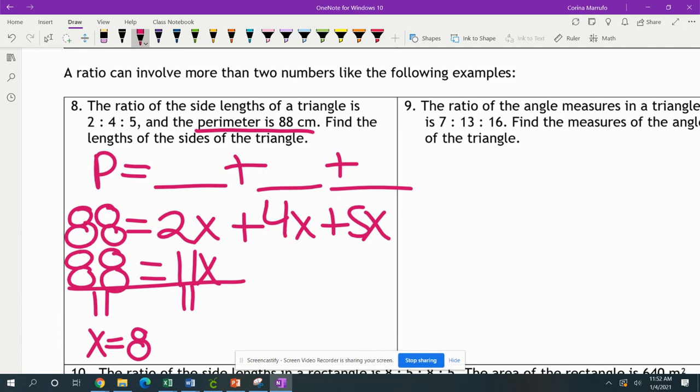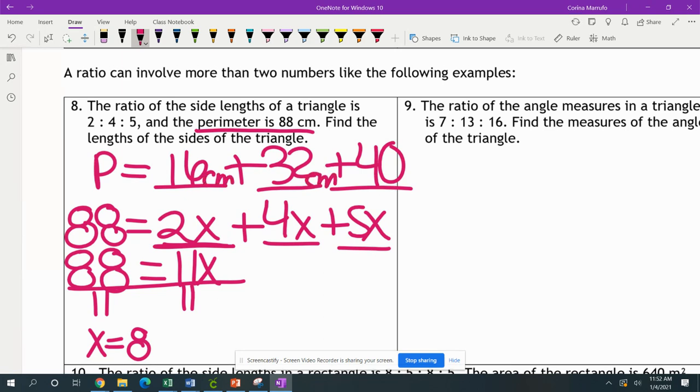Okay, then from there, our units are centimeters. Oh wait, sorry, not yet. So then from there, we go ahead and plug it in. So the first side, if we plug in 2 times 8, that's going to give us 16. 4 times 8, 32. 5 times 8 is 40. So these are sides of our triangle. It's 16 centimeters, 32 centimeters, and 40 centimeters.